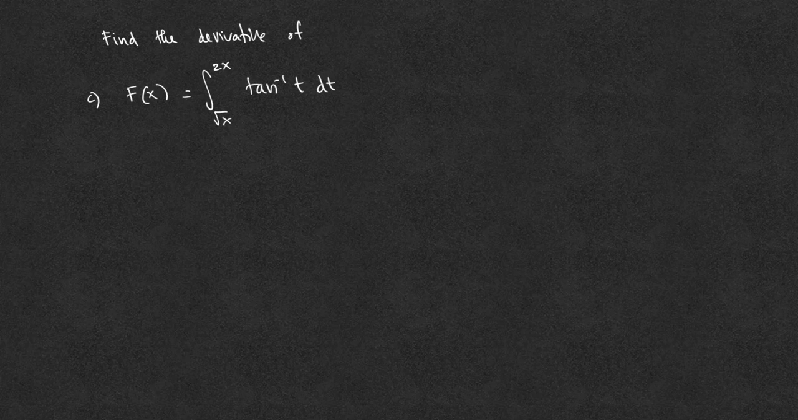Find the derivative of f of x equals the integral from the square root of x to 2x of tangent inverse of t dt. We won't do this directly, but we can use the fundamental theorem of calculus part 1. We state that the derivative with respect to x of the integral from a constant to x of f of t dt is f of x, but only if it is in this form.